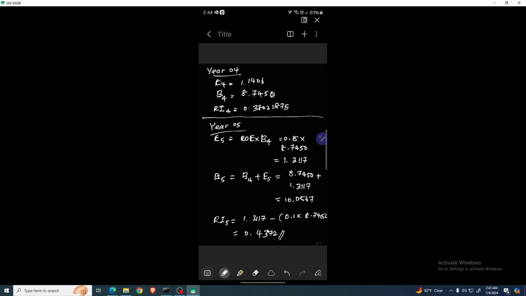Yes, so residual income at the end of year 5 is going to be 0.4372. Right, so it was an extensive calculation, but you can see the simple equations were used. All we used was we started from the earnings from year 1, and then we continued forward, and finally we come into the residual income for year 5. So if we move on to the second part of this, I will delete this first.